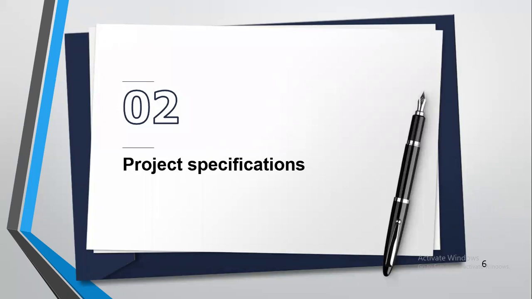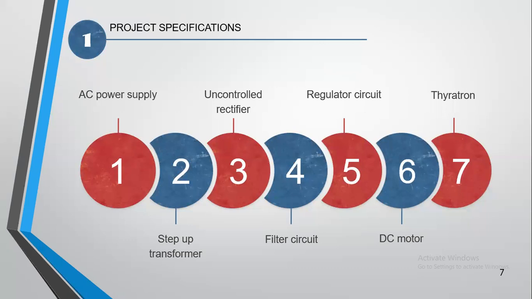Project specifications. These are the parts of the project. The first part is the AC power supply, which will be like in Jordan, a 230 volt source and 50 hertz as a frequency. The second one is the step up transformer. We need to step up the voltage to 100,000 volts, and this value is the rated DC voltage of the load, the voltage that can be handled, and the voltage that we designed the Thyratron based on.